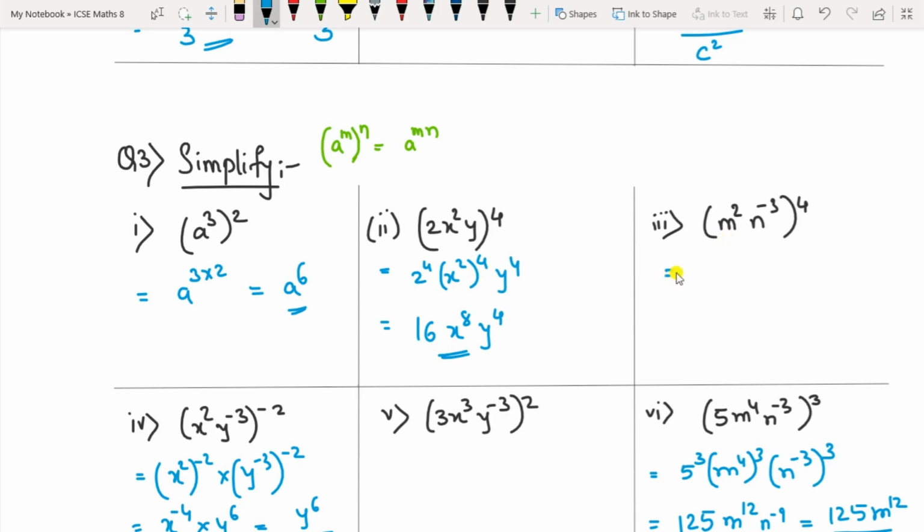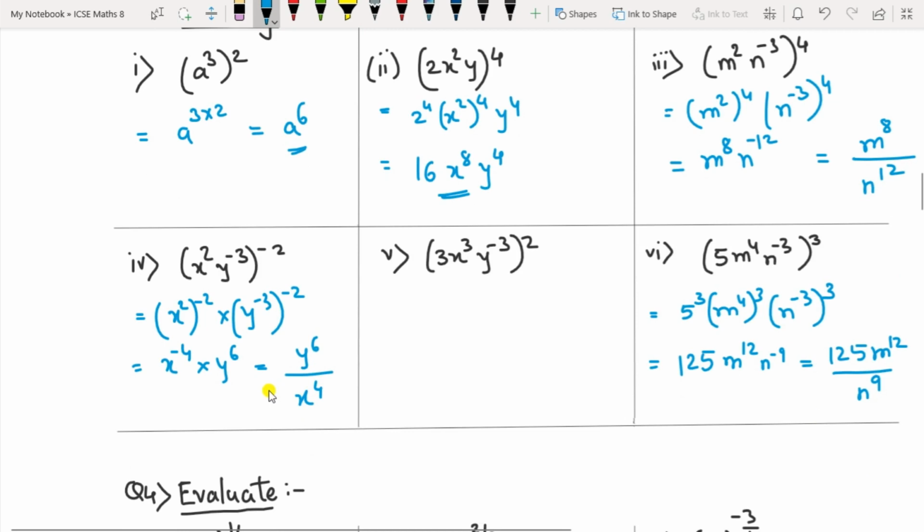So let us see this one. This will be m square. It is already square here, and the power outside the bracket will move to m square. Then n raised to minus 3 is there and raised to 4. So this becomes 4 2s are 8 and n raised to 4 3s are 12, but it is minus here. So the minus, you have to write it inverse. It becomes m raised to 8 upon n raised to 12.